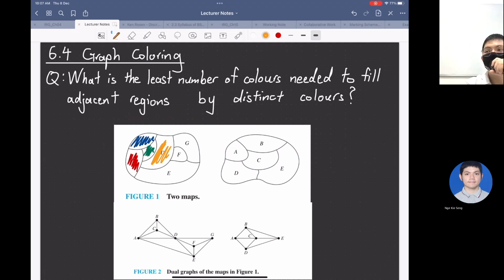And then you keep going, and see what's the least number of colors that you need to color the map. Of course, you can put in 1,000 or 100 colors, but that's not what we want to look for. We want the least number of colors to color the map. Everyone got the question? What's the least number of colors to color the map with adjacent regions in different colors?